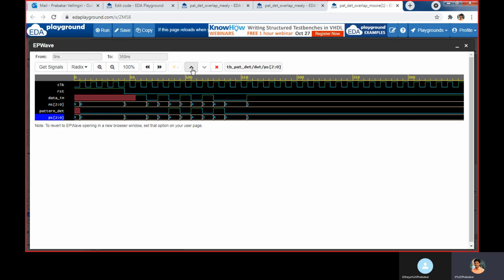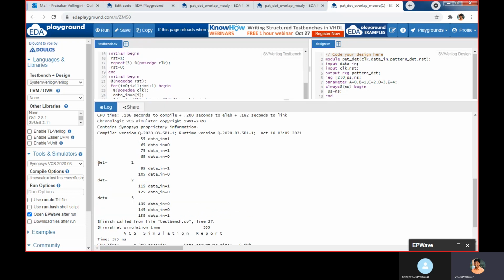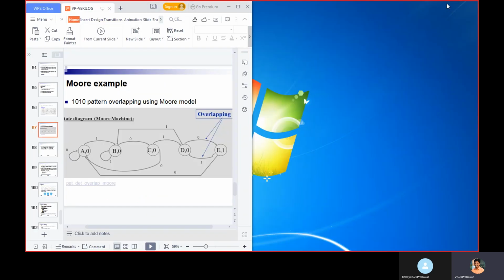So the pattern is detected. Here, after 1, 0, 1, 0, we detected one time. It is overlapping, again 1, 0, 1, 0 is detected here. Again 1, 0, 1, 0 is detected, 3 times. Based on the pattern detect, we are receiving the testbench. We are implementing detect, so this also gets implemented. We are getting the test 3. Okay, remaining we'll see later.